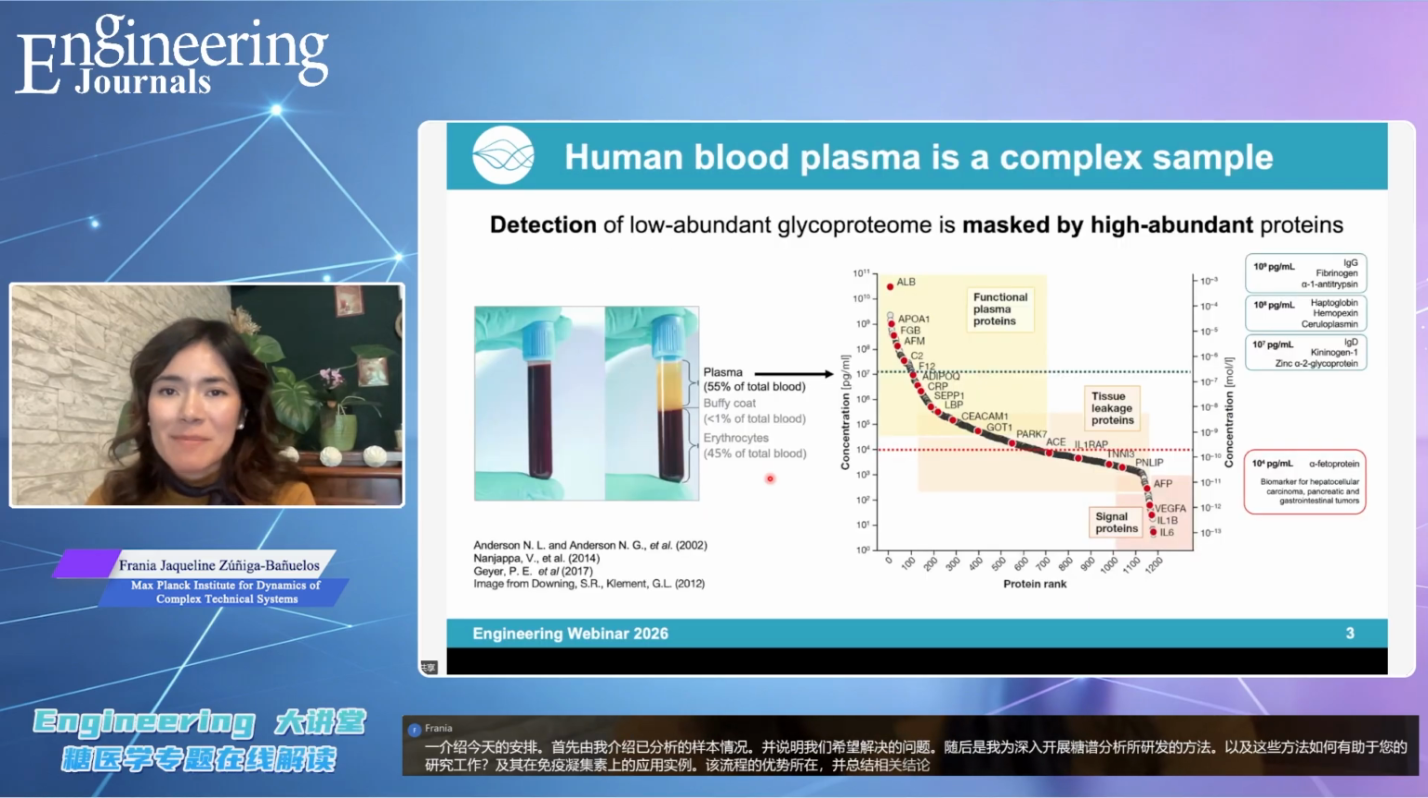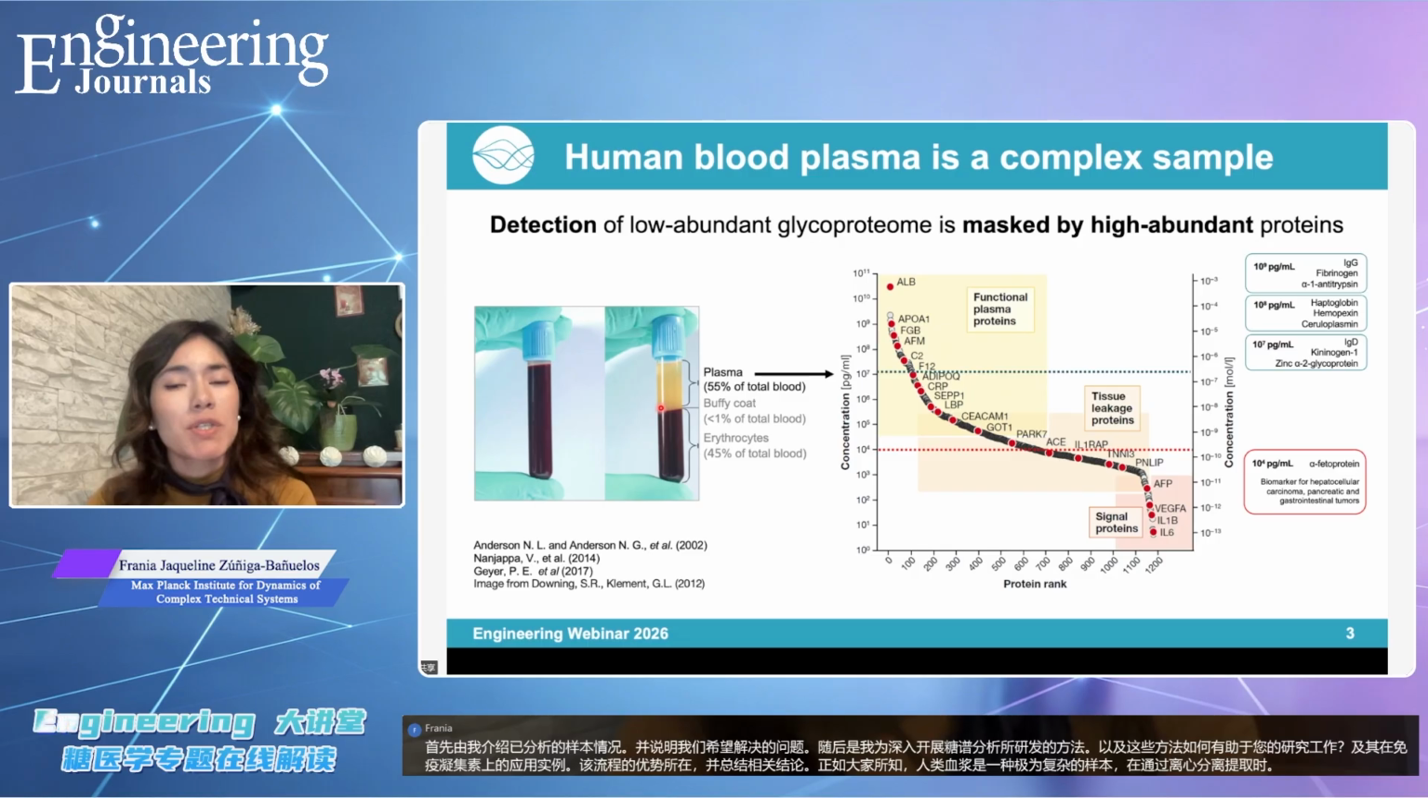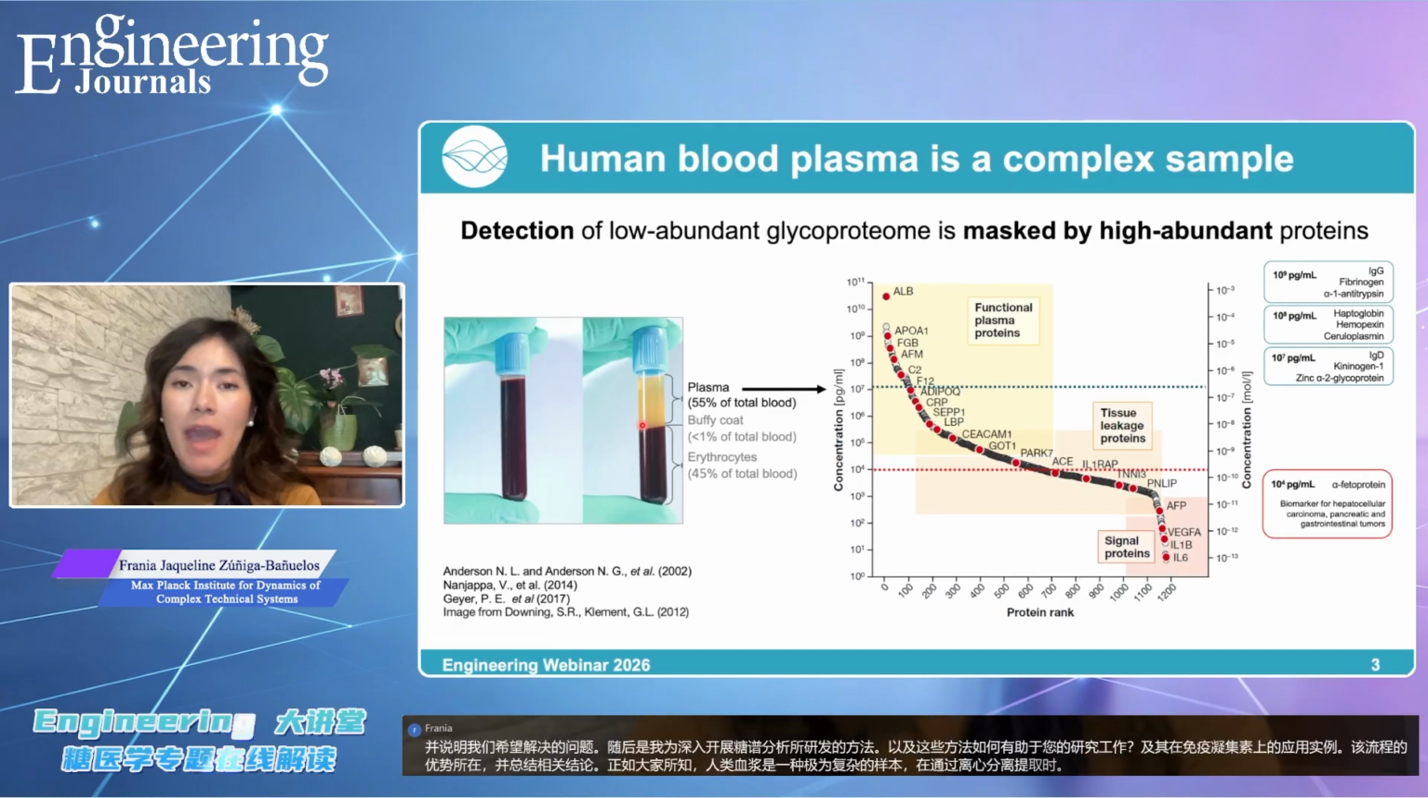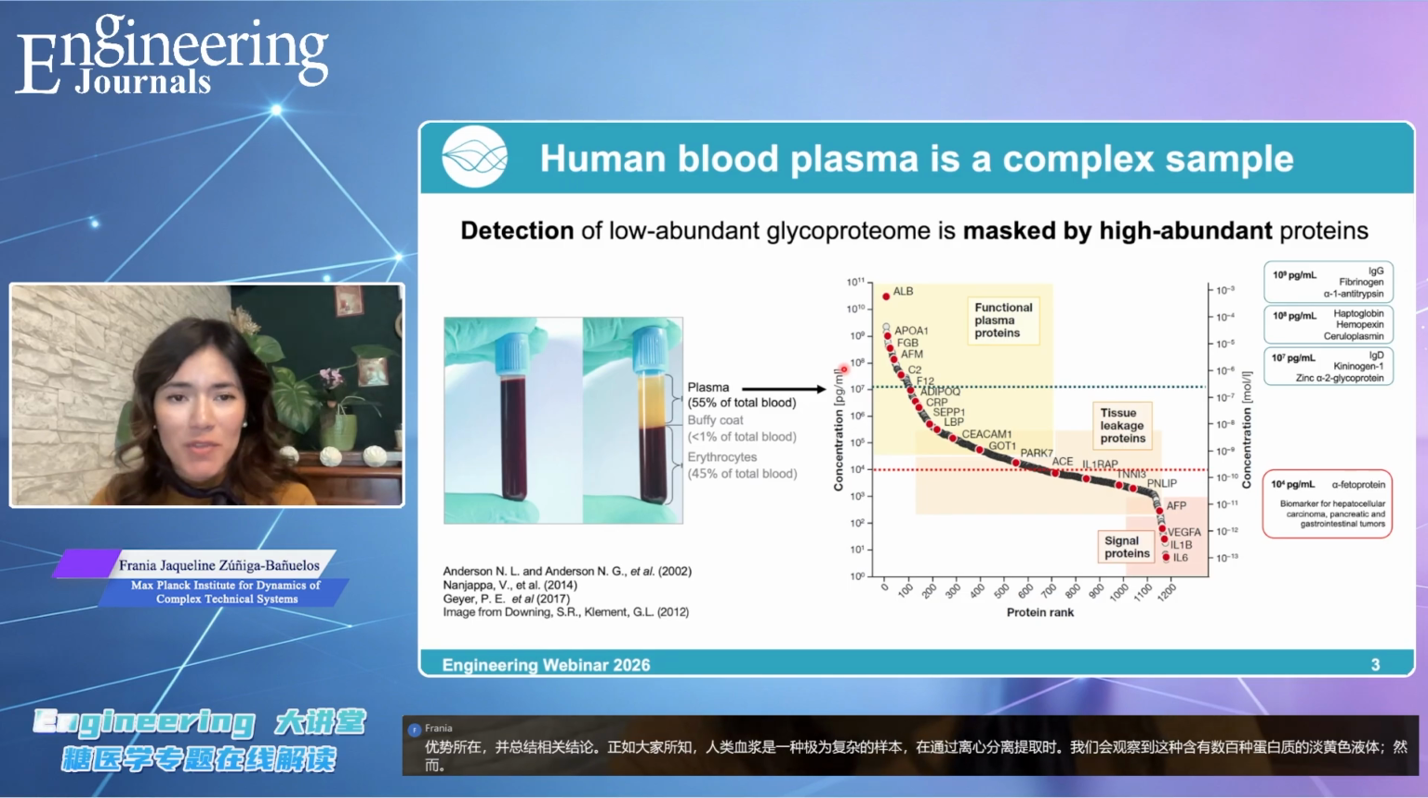Well, human blood plasma, as many of you already know, is a very complex sample. When we extract it by centrifugation, we see this yellowish fluid, which contains hundreds of proteins. However, high abundant proteins represent 95% of the total amount of proteins. So in this plot, I show you the protein rank and a large concentration range of 10 orders of magnitude.